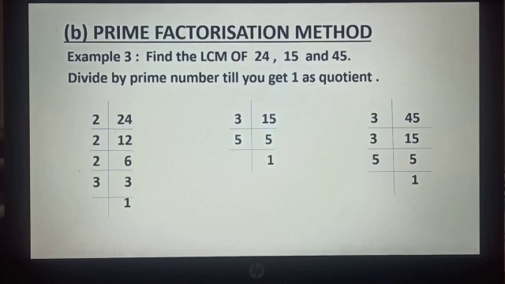Now we have to make the prime factors of 45. 45 is divisible by the prime number 3. We are getting here 15. 15 is divisible by the prime number 3. We are getting here 5. 5 is divisible by the prime number 5. We are getting here 1.